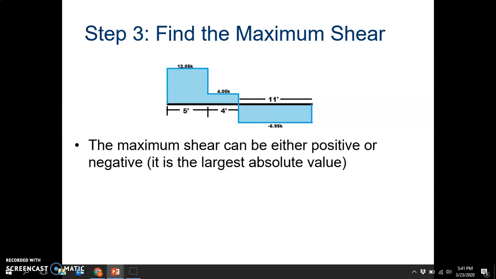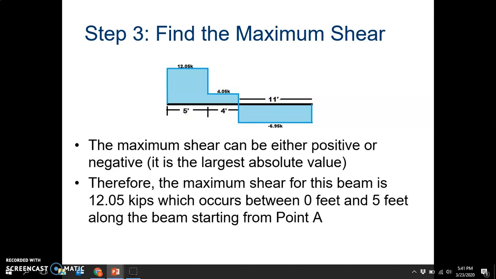So I might then ask you, okay, what is the maximum shear force that this beam will see? And the maximum shear force can be either positive or negative. It's the largest absolute value. So the largest shear force would be 12.05 kips, which occurs between 0 feet and 5 feet along the beam, starting from point A over here. So between here to here is the largest shear force.